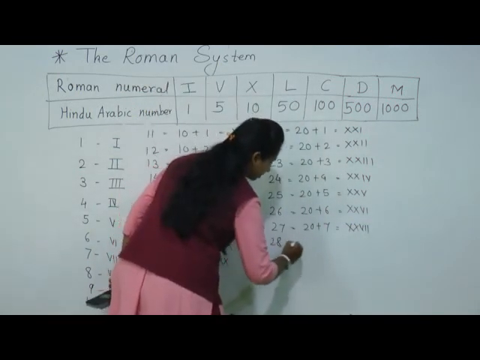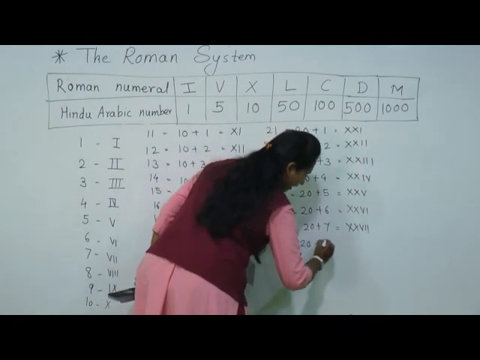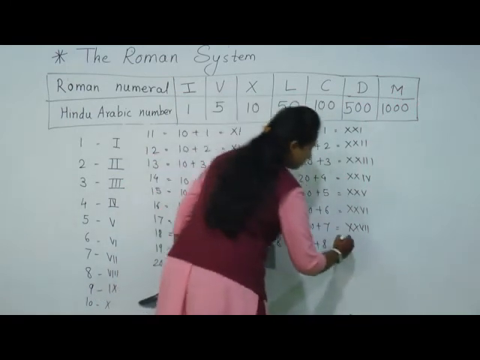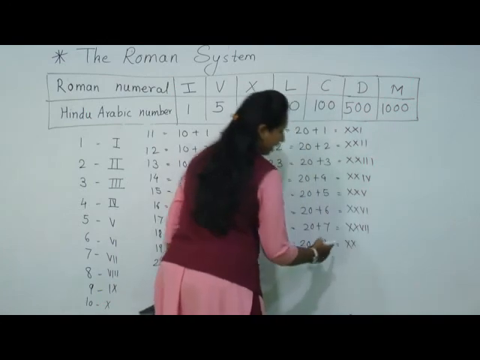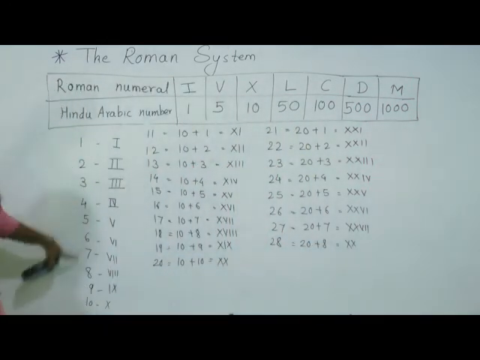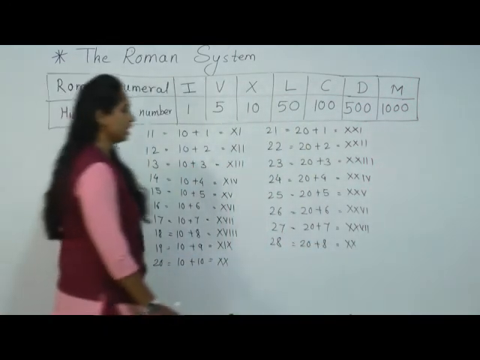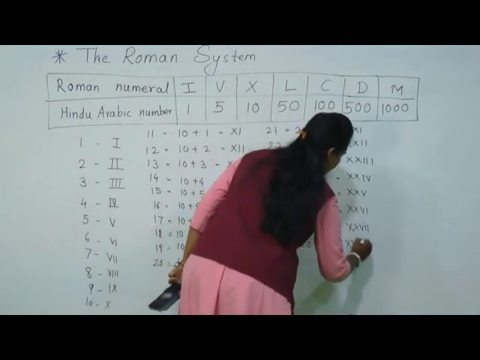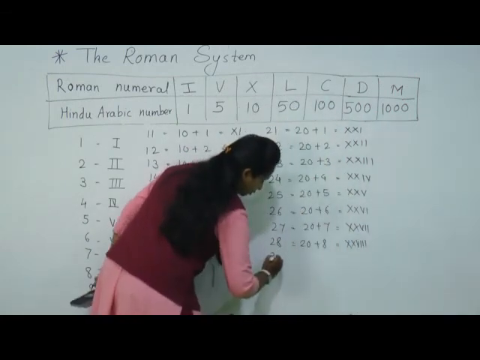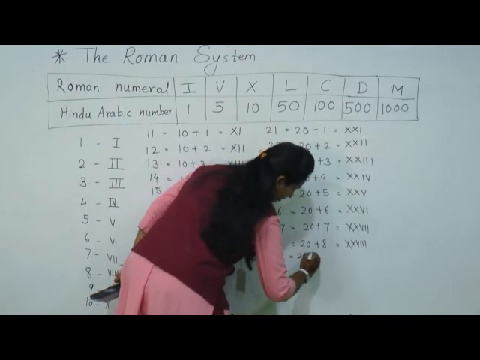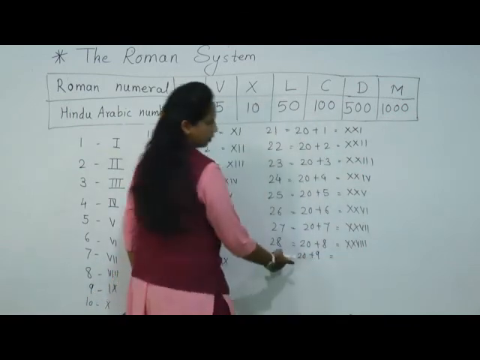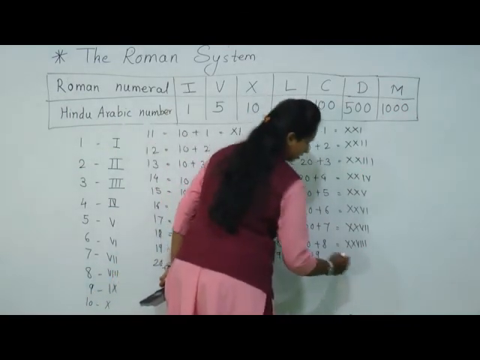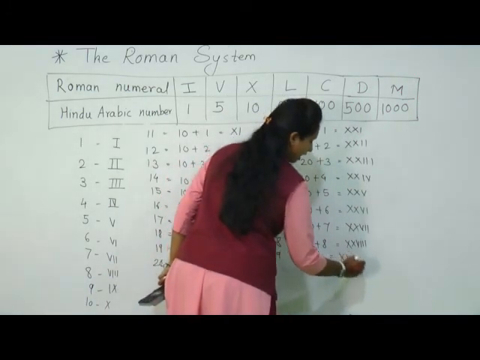Now 28. 20 plus 8 is 28. 20 is represented as double X and 8. See, just 8. 8 is represented as V triple I. So I'll write the same, V triple I. Now 29. 20 plus 9 is 29. 20 is represented as double X and 9 is represented as IX.